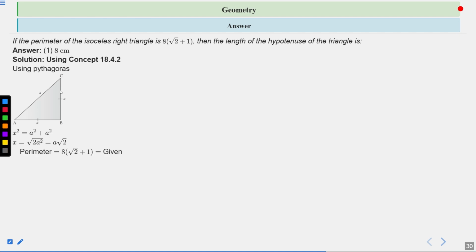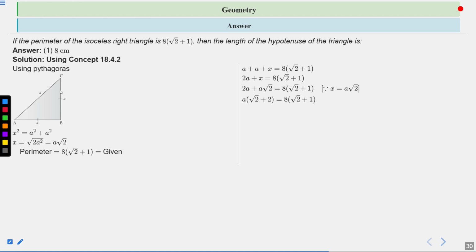Now the perimeter is given, which is 8 into root 2 plus 1. Now we just put the value. So a plus a plus x equals, we can compare it with 8 into root 2 plus 1. And we have the value of x, which is a root 2. When we sum up, we get 2a plus x equals 8 into root 2 plus 1. And when we put the value of x, we get 2a plus a root 2, which equals 8 into root 2 plus 1.